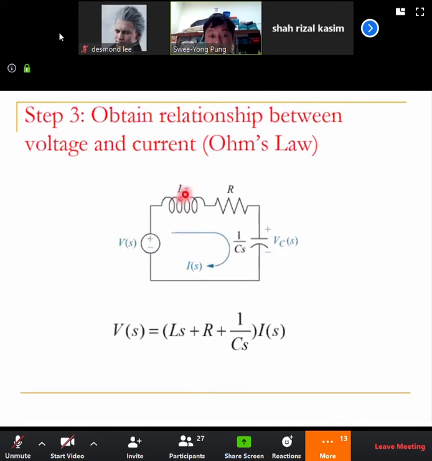So we just add up the impedance in this loop. So I multiply Ls plus I multiply R plus I multiply 1 over CS. So this is the equation view: V equal to bracket Ls plus R plus 1 over CS multiply Is. This is our first equation. Is that okay? Can you follow? Now if okay, then we move on to the next one.